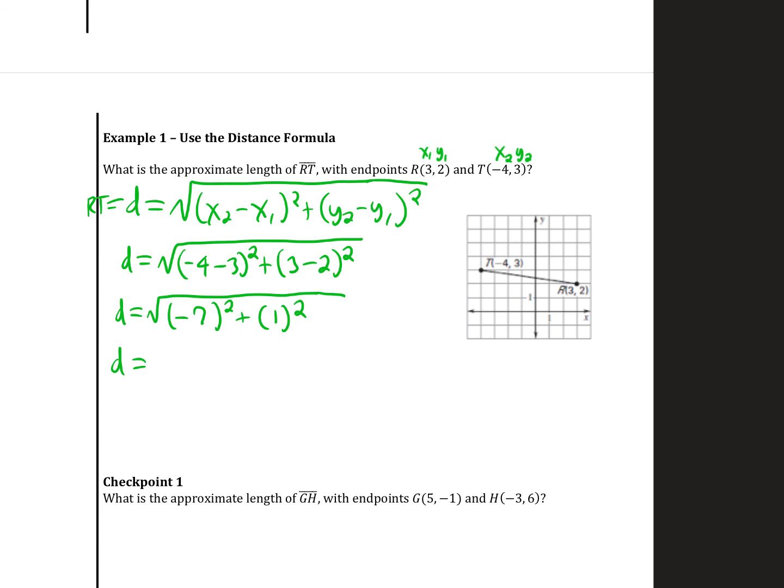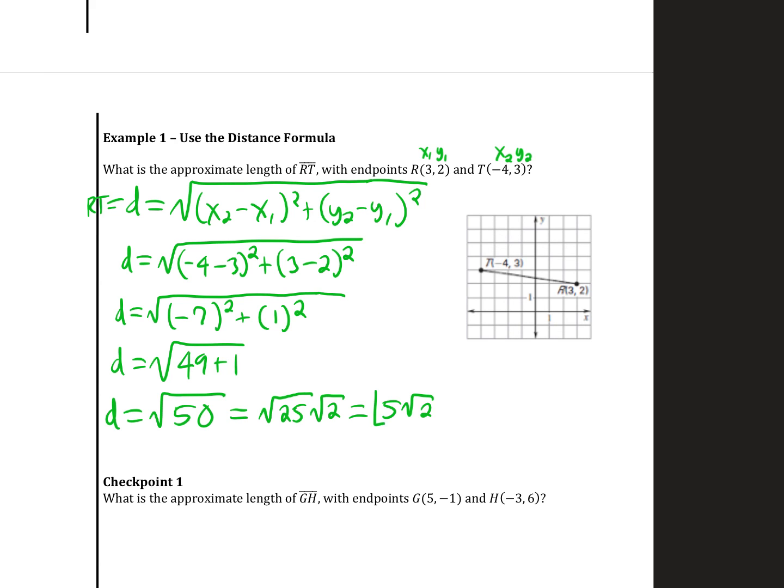All right, what's negative 7 squared? Is it positive 49 or negative 49? It is positive 49. So we have 49 plus 1 squared is 1. So we get distance equals square root of 50. You can plug it into your calculator to get an approximation, but I'm going to simplify this exactly to review how to simplify radicals. What's a perfect square that goes into 50? Yeah, 25. So I'm going to write square root of 25 times square root of 2. And what's the square root of 25? It is 5. So 5 square root of 2 is the exact answer.